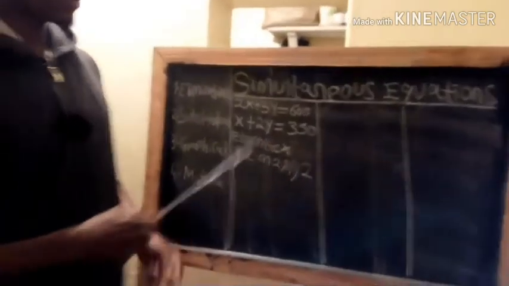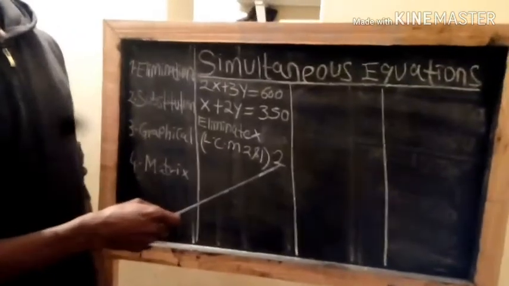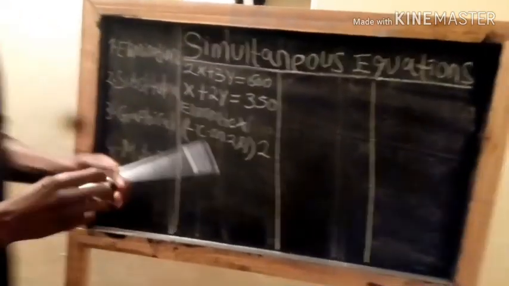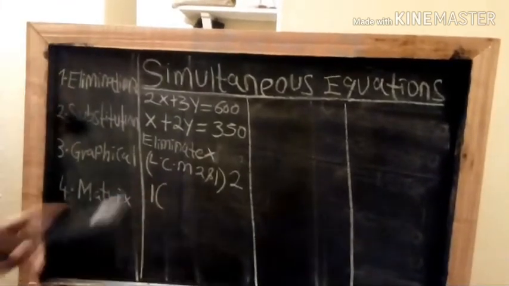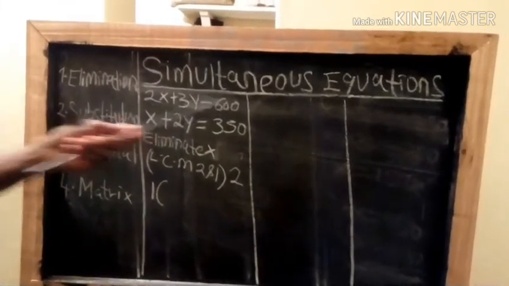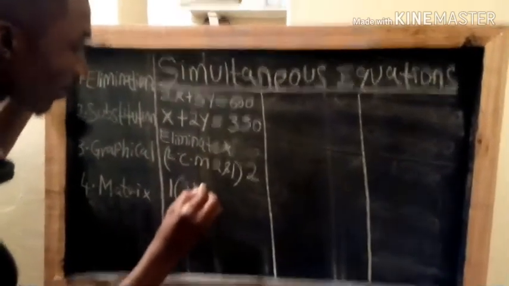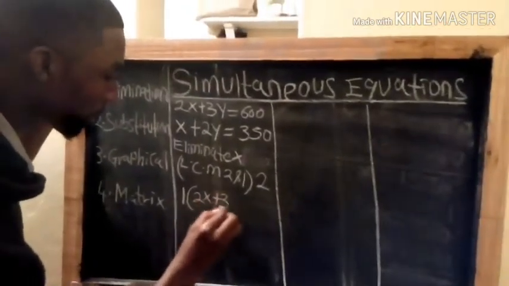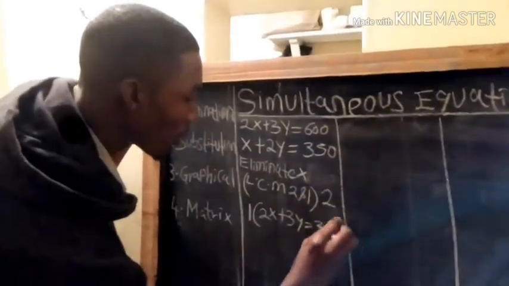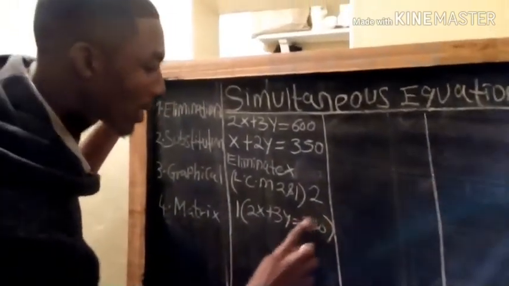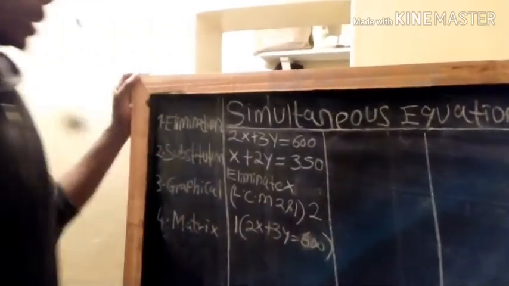You ask yourself, how many times does 2 go into 2? It goes 1 times. So you write there, down here, 1 into bracket, the whole of this equation, which is 2x plus 3y equal to 350. Then you close, equal to 600. Then you close the bracket.